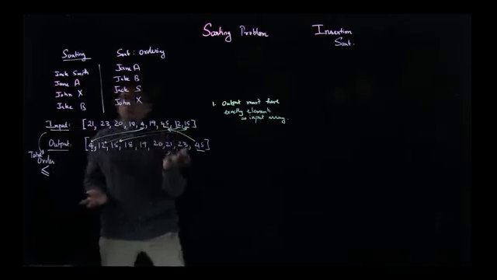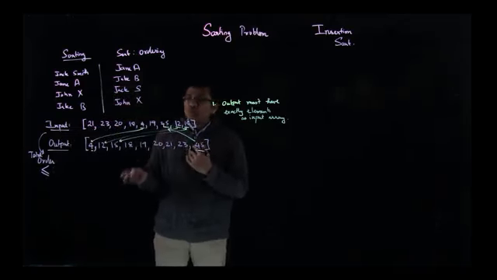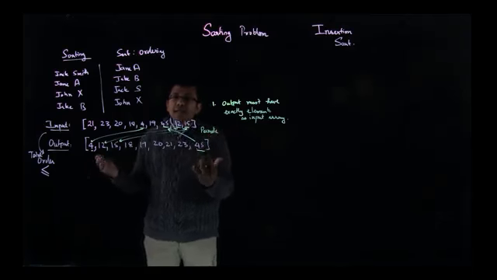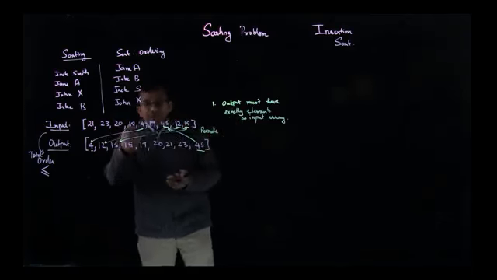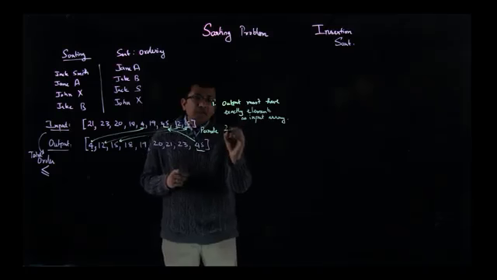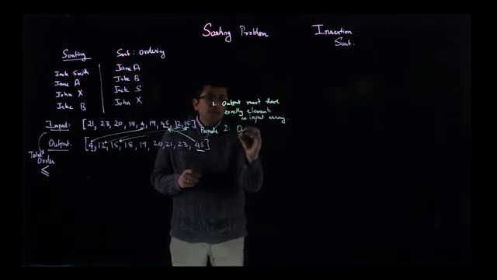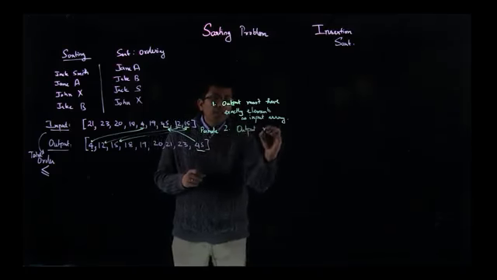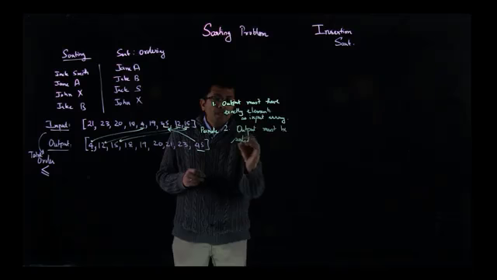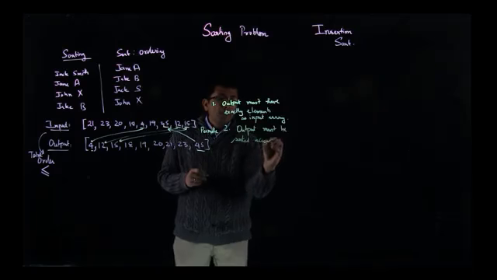So the only thing you're allowed to do is permute the array. You're not allowed to add new elements. You're not allowed to delete elements. That's the first requirement. The second requirement is that the output must be sorted according to the provided order.